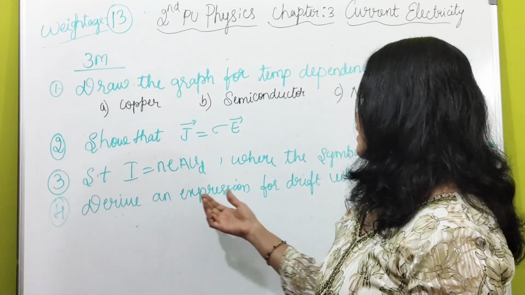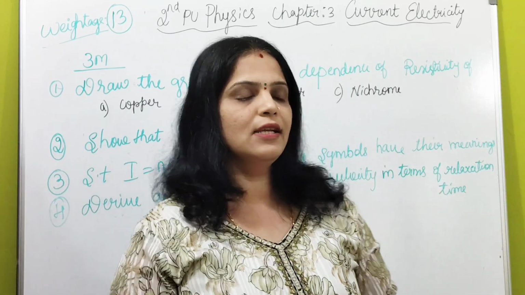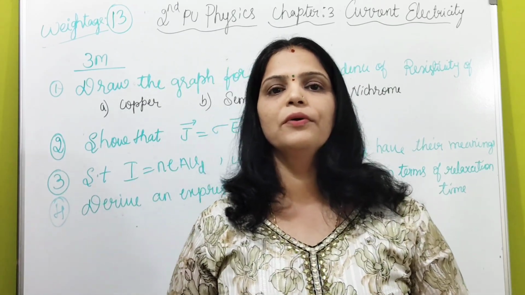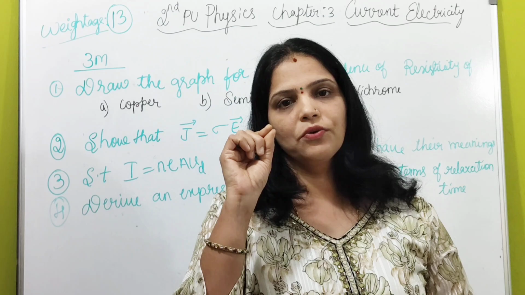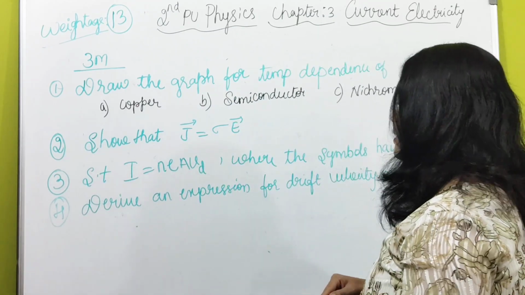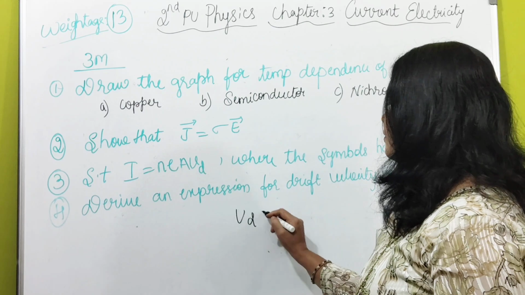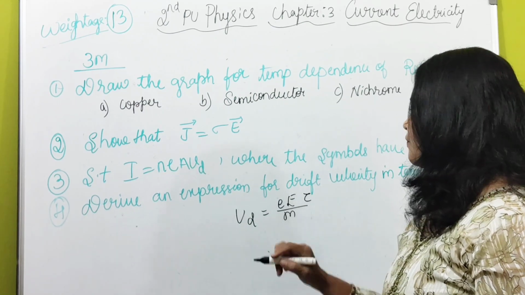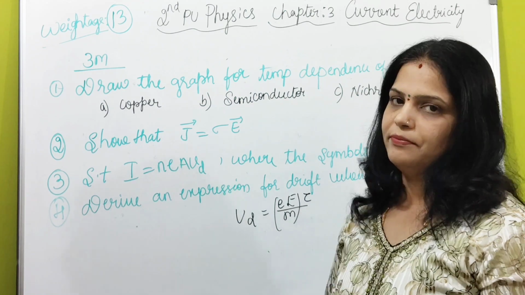These are the important questions for 3 marks. And the one more is derive an expression for drift velocity in terms of relaxation time. That is Vd is equal to, what is the expression? Vd is equal to e tau by m. Arriving at this relation, Vd is equal to e tau by m is one of the important derivations.